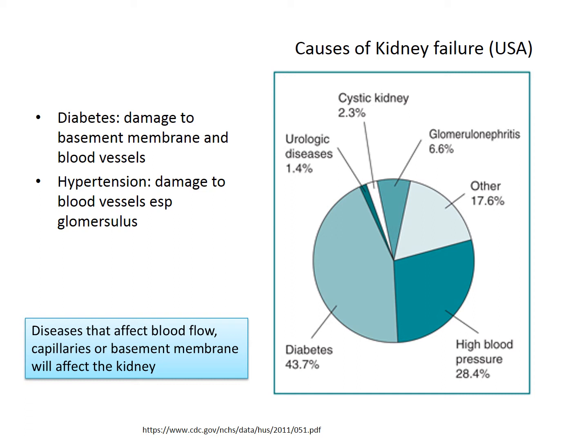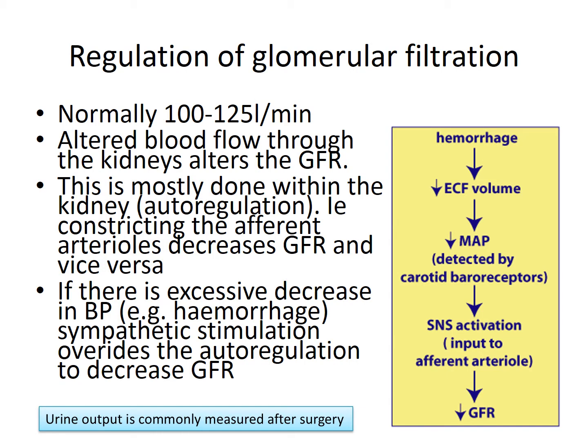So let's move on to how glomerular filtration is actually regulated. Okay, so normally we've got about 100 ml of blood flowing through the kidney in a minute. That's a lot of blood. And so if there isn't enough blood, that will mean that not as much blood is flowing through the kidney, which means you get less glomerular filtrate. And the glomerular filtration rate is a critical indicator of the health of the kidney.